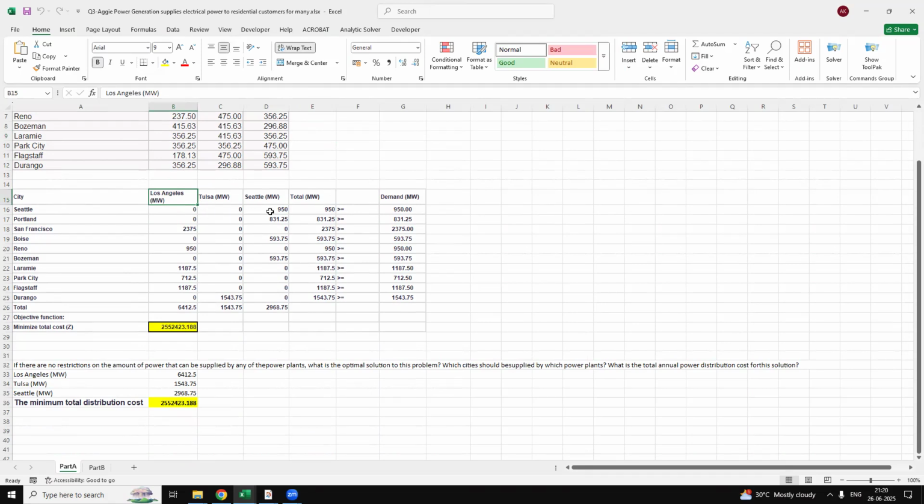So these are the decision variables, and column E and column G are the constraints. And then our objective is to minimize the total cost. So this is my total cost for the minimization value, the objective function. And if there are no restrictions, the total values for Los Angeles, Tulsa, and Seattle are the optimal values without any restrictions on the amount of power. Then the minimum total cost is this value.